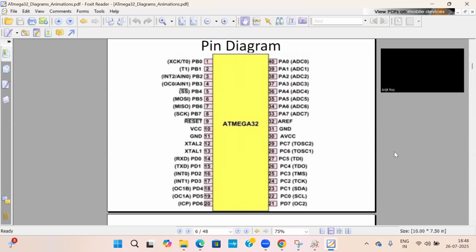Today I am going to discuss the pin diagram of Atmega 32. If you see the pin diagram, there are 40 pins, starting with PB0 and up to pin number 40, which is PA0. What is the use and purpose of each pin? I am going to discuss it in the next slide.